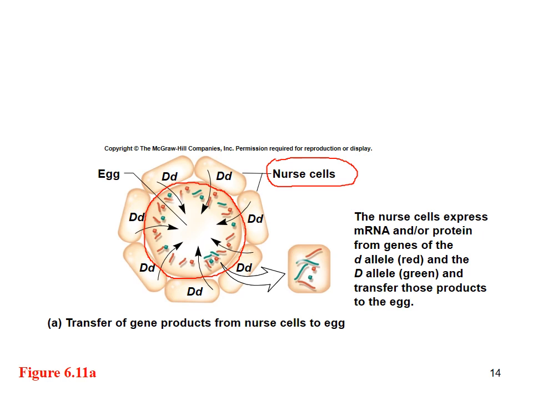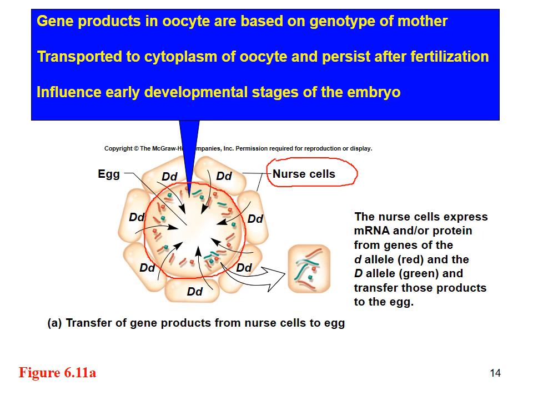So let me go ahead and open the box up so you can kind of see it. And basically what we see happening here is that the gene product from the nurse cells will persist throughout after fertilization, allowing the oocyte to express the genotype of the parent, of the mother, I should say, ignoring what contribution the father has done.